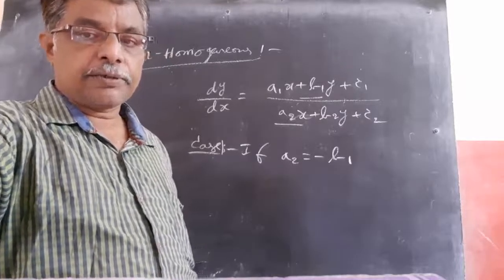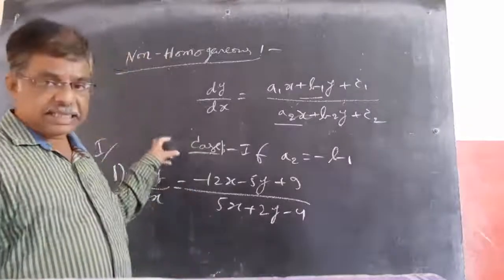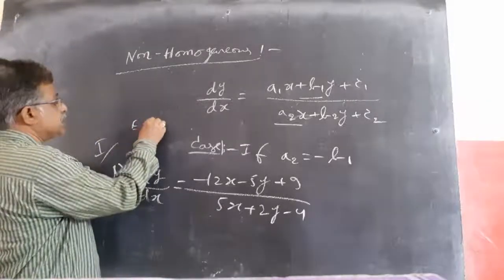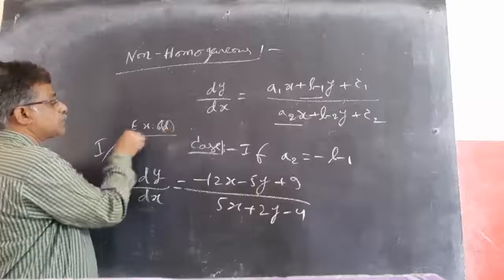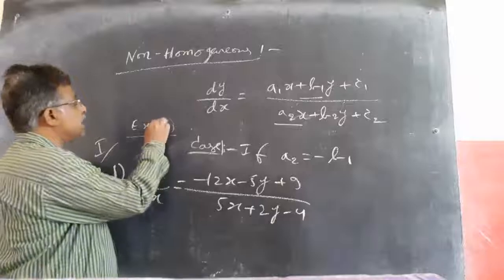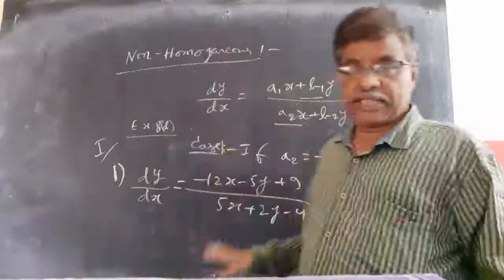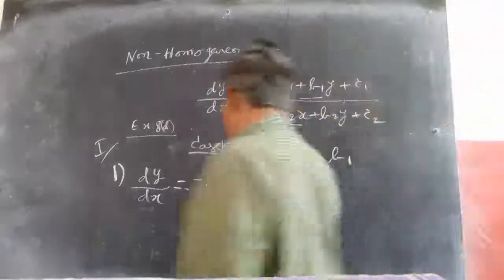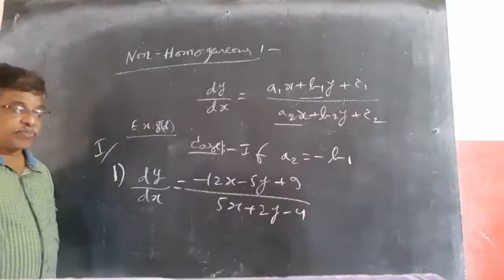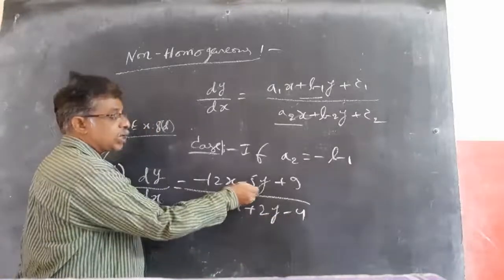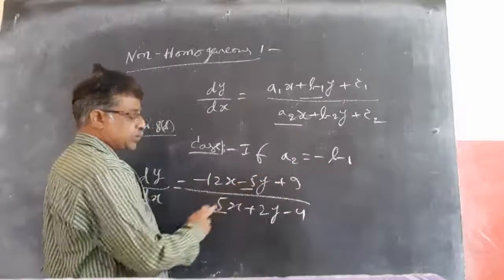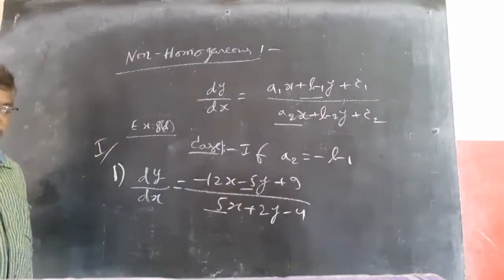Let us take one example. Exercise 8D, first Roman first sum, of this kind. We will discuss this first. If you observe, this is a1x plus b1y plus c1, a2x plus b2y plus c2. Now, this is a2 equal to minus b1, what I told. This is 5, this is minus 5. These two are equal. If these two are equal, then it is very easy, as I told.